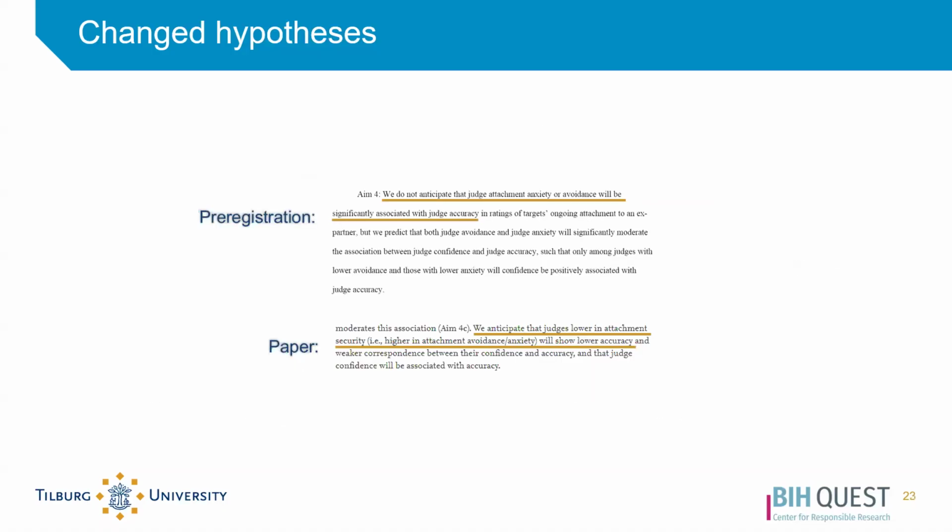So this is what was found in the pre-registration: We do not anticipate that this variable will be significantly associated with that variable. And then in the paper, they said, oh, we anticipate that this variable will show lower accuracy. So they do expect something. I'm not sure if someone wanted to say something, but in the pre-registration, they expect nothing. In the paper, they suddenly expect something. So this is an example of a direction change.